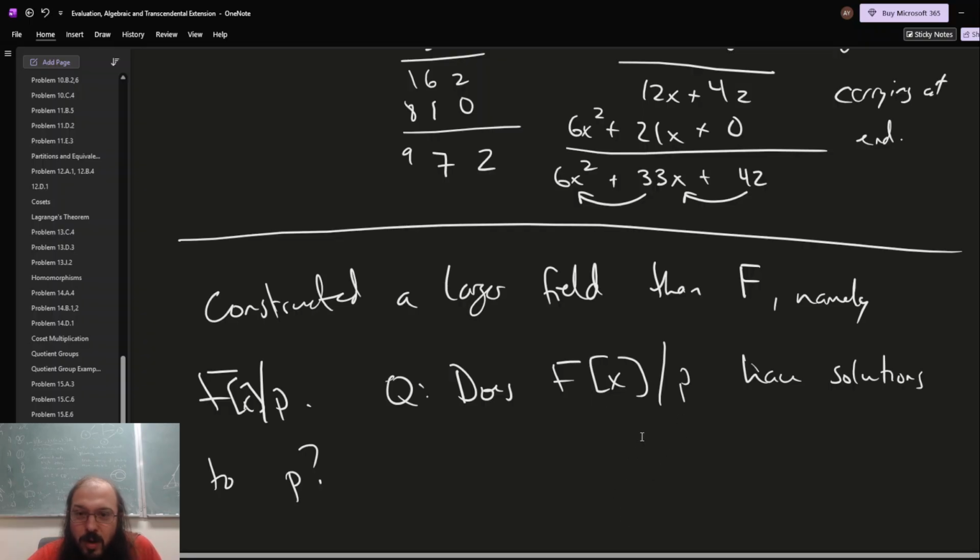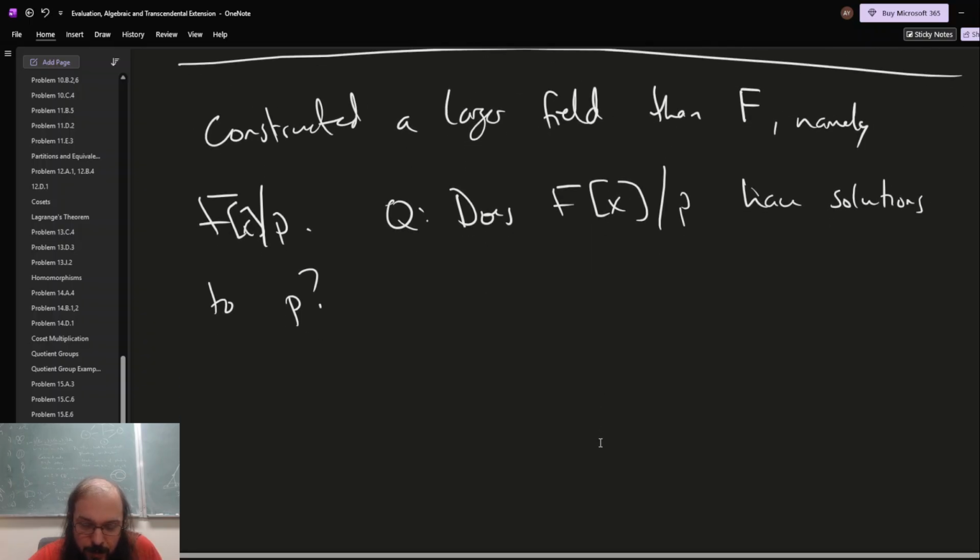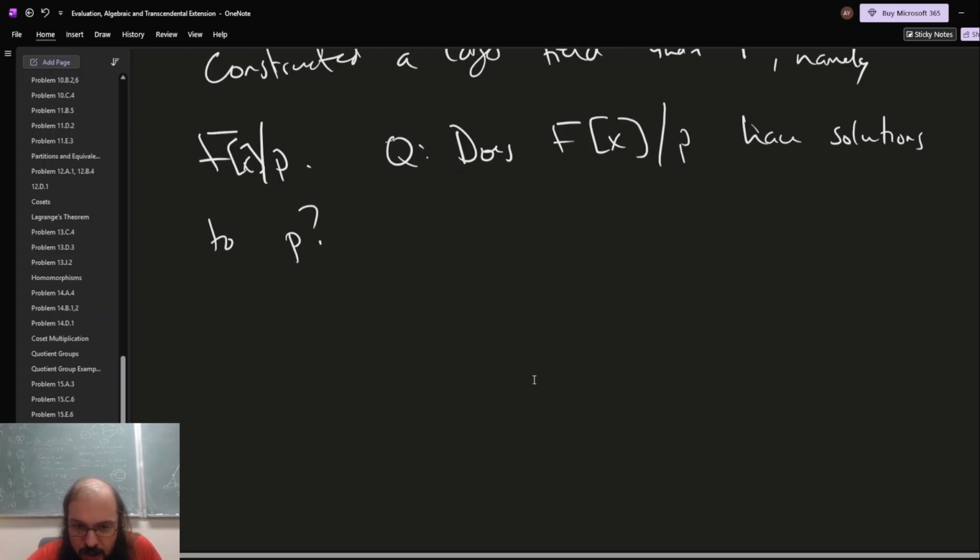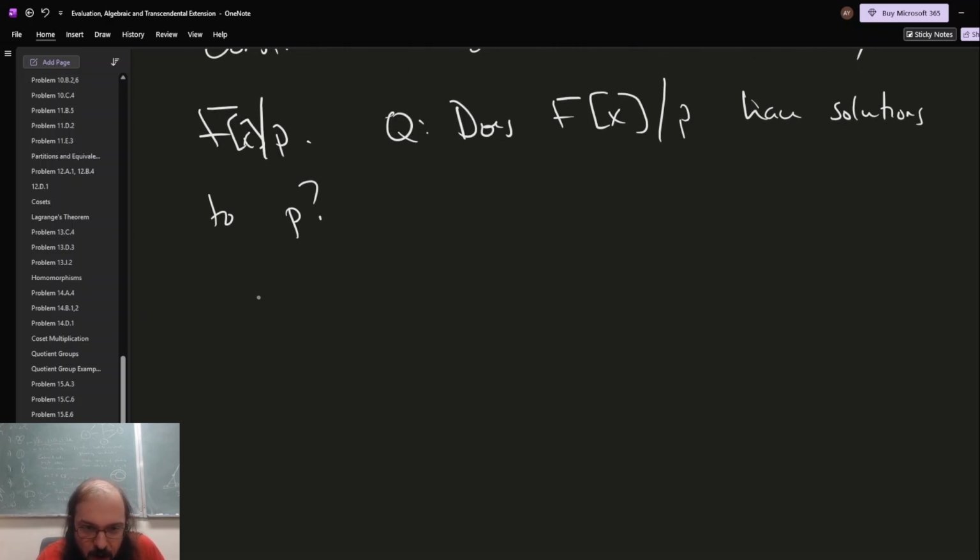But what's going on with the numbers? In this class, how do I explain what the solutions actually look like? And the best way to see this is to look at an example. So let's go back to our previous example with Q[x] mod x squared minus 2.